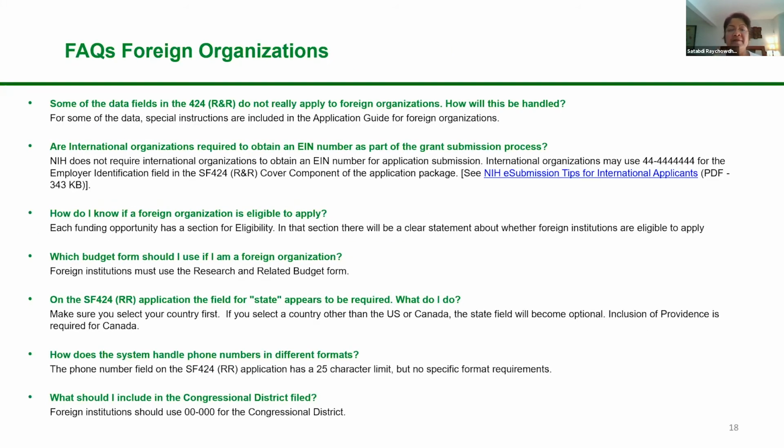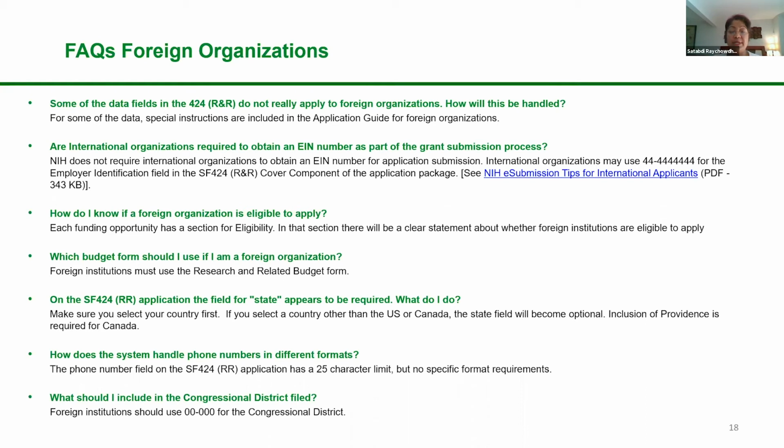Also, there are a few other FAQs over here. Is an international organization required to obtain an EIN number as part of the grant submission process? No, you don't need an EIN number when you are applying. I have a slide on that: you can use a 444 number just to fill that space. How do I know if a foreign organization is eligible to apply? Each funding opportunity has a section for eligibility. In this section, there will be a clear statement about whether foreign institutions are eligible to apply.